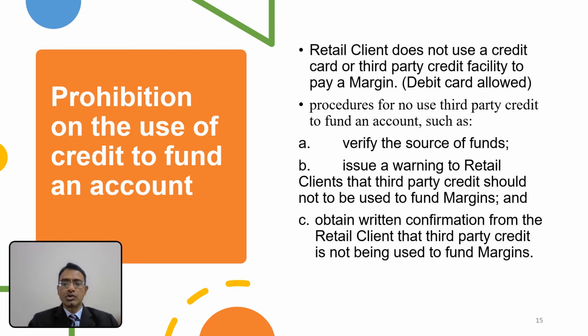So wherever the funds are coming from, it is the duty of the process people to see that the fund source is verified. A retail warning is issued to the retail client that third party credit should not be used to fund the margins, and the retail confirmation is obtained that he has not used any third party credit to fund his account.